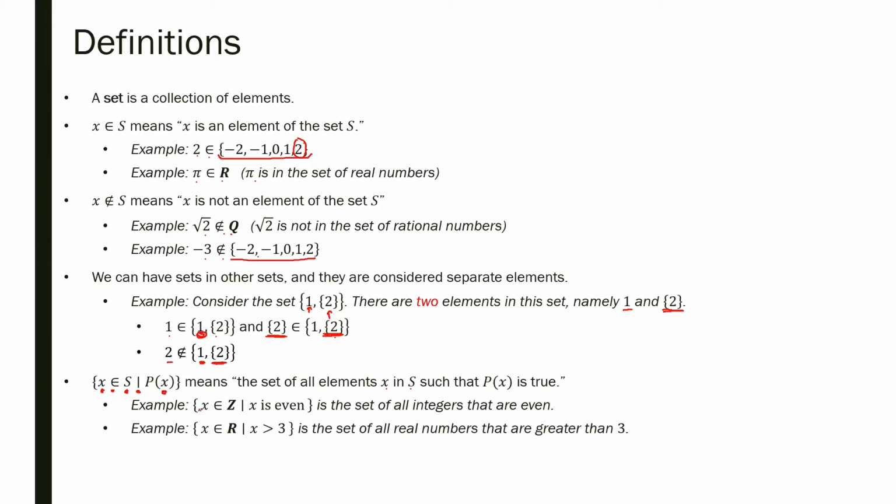So, for example, if you saw this, the set of all x in the integers such that x is even, this is just the set of all even integers. So x has to be an integer and it has to be even. Therefore, this is just the set of all even integers. Another example, the set of all x in the real numbers such that x is bigger than 3. This is just the set of all real numbers that are greater than 3.